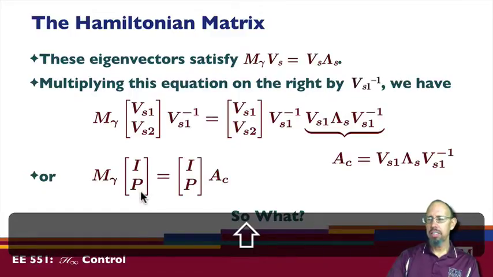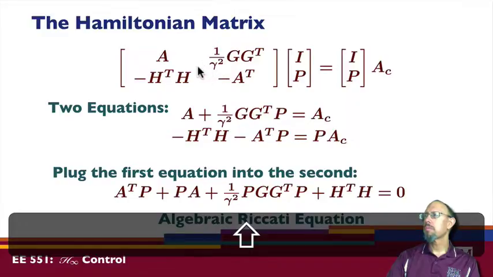What does this buy us? So if I go through and multiply, this is M_gamma times [I; P] equals [I; P] times A_c. If I multiply this out, I get two equations. If I plug this quantity in for A_c, I can rewrite it and get this equation. So what exactly is that buying us?